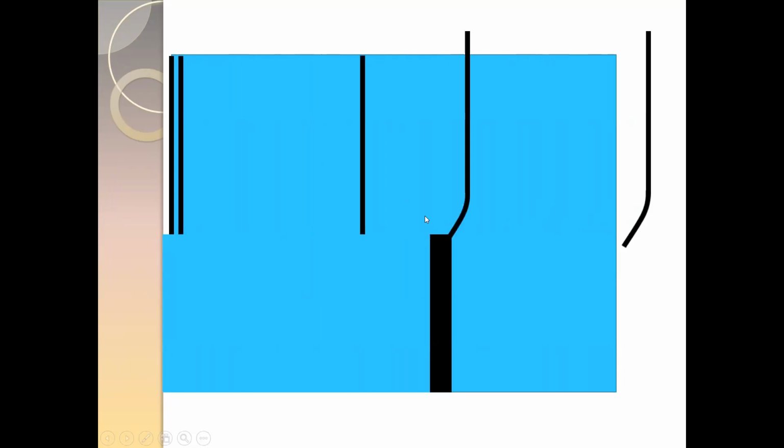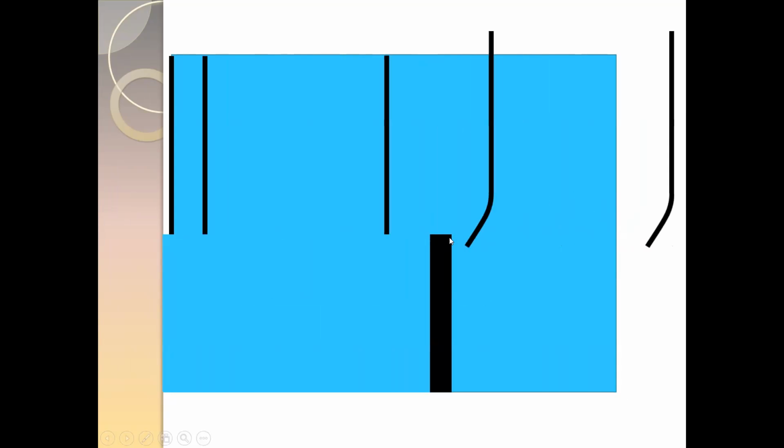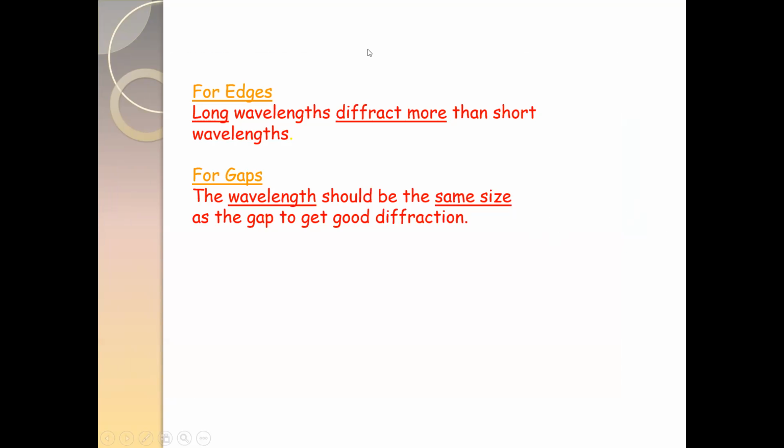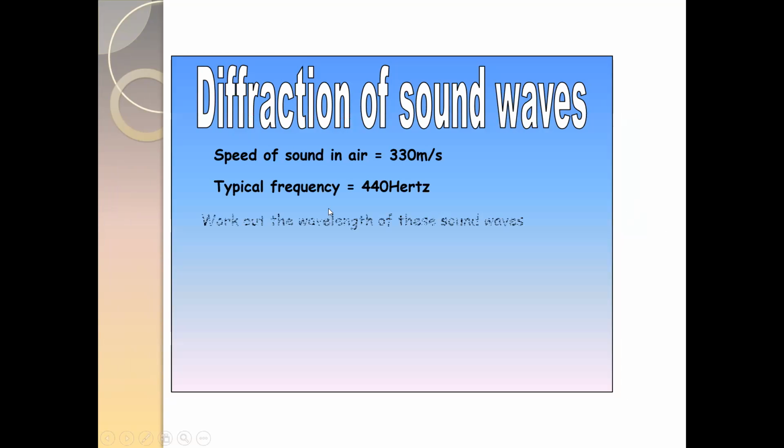In the same way, when some waves pass through an edge, they also diffract, or change direction slightly. We also call that diffraction. Remember these terms for edges. When longer wavelengths are there, they have more diffraction. But for gaps, when the gap size is small or the same as the wavelength, then we'll have maximum diffraction.